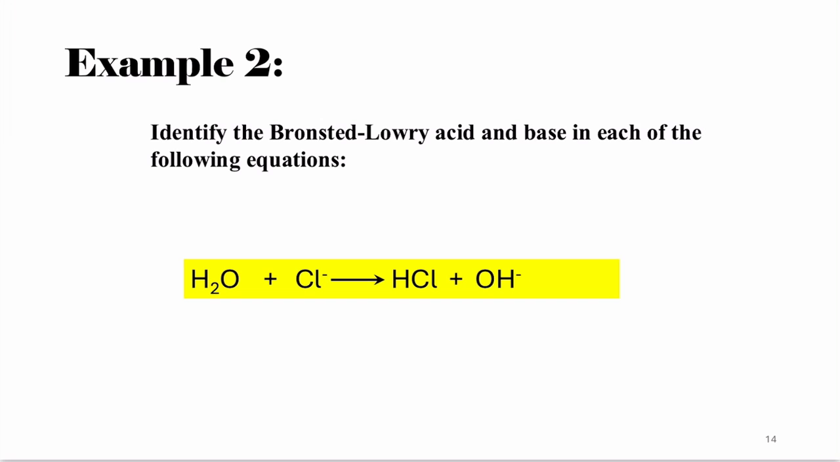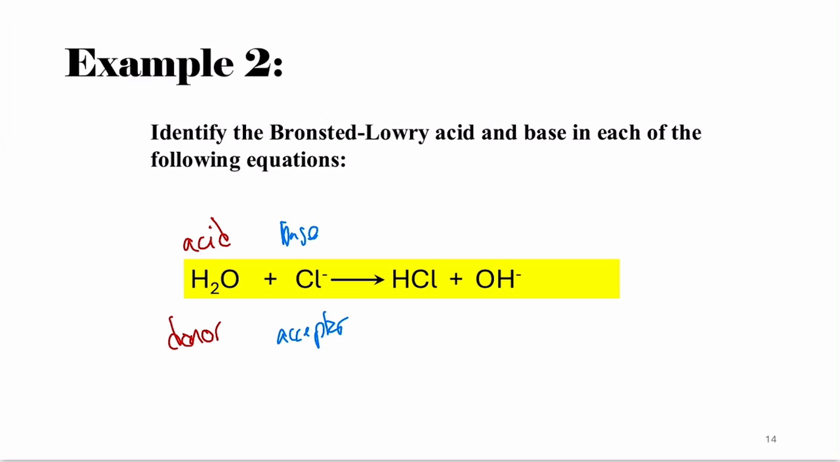Which one's going to be the acid and which one's going to be the base? The water is going to be the acid because it's donating a proton. This is the acid. And then the chloride ion is going to be the base. Why? Because it accepts the proton. It's the acceptor. And then the acid is the donor of the proton.